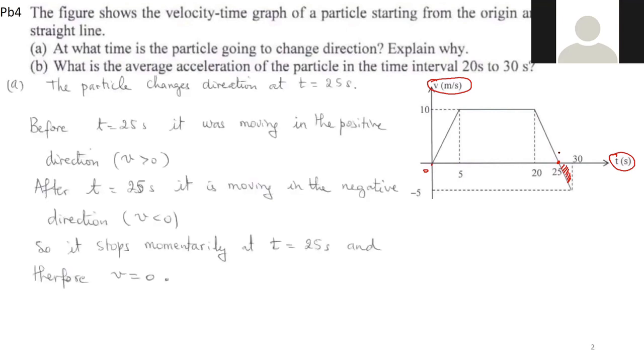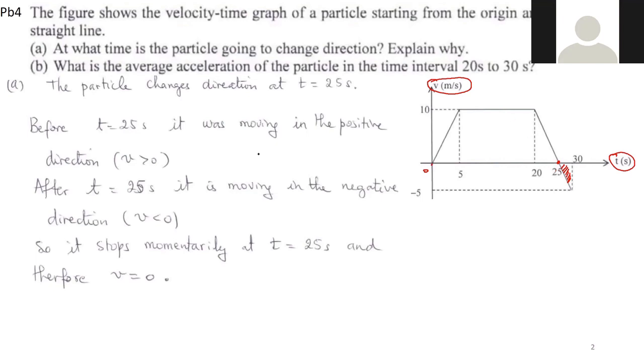Okay? So this is what I explained here. The velocity changes direction at t equal 25 seconds. Before 25, I'm moving in the positive direction, but with different regimes: I'm speeding up, constant velocity, slowing down, still moving in the positive direction, then I stop. After 25, velocity is negative, meaning I'm moving in the negative direction.